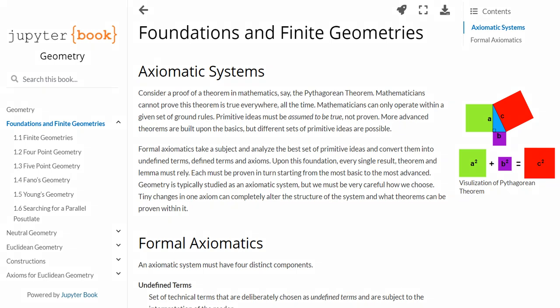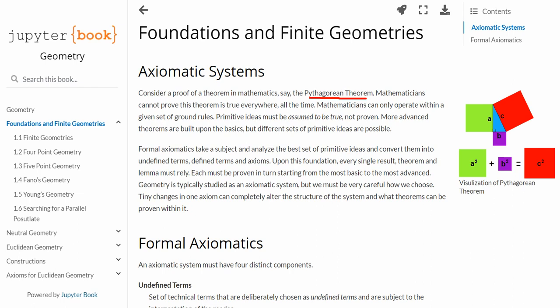So let's start talking about formal axiomatics. What does it mean? If you think about the Pythagorean theorem, mathematicians don't claim it's true always. We know that the Pythagorean theorem is true in plane geometry and Euclidean geometry. As a matter of fact, it's not true in other geometries. So mathematicians are looking for a set of axioms, right? A set of undefined principles that we're going to believe are true. We're not going to prove them, we're going to assert them as true.